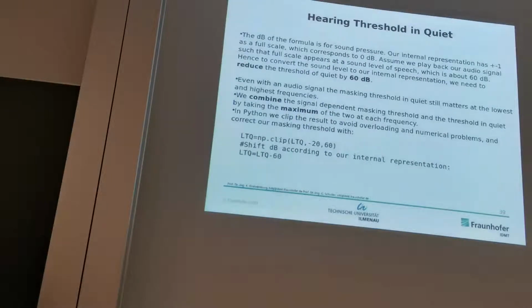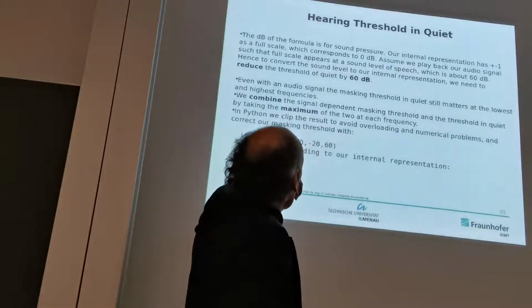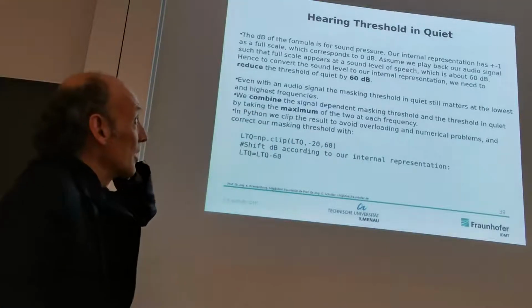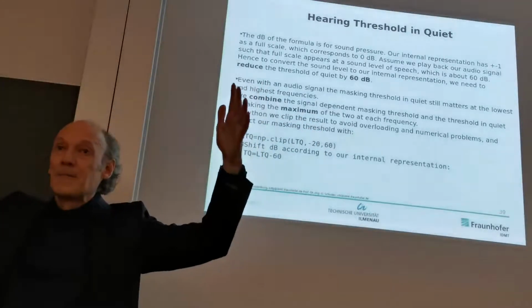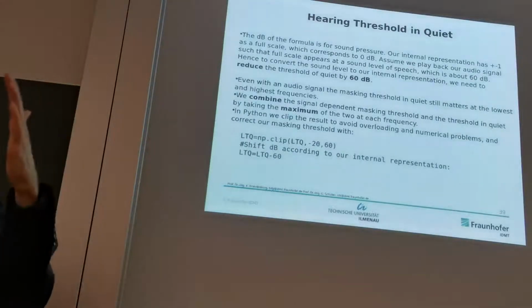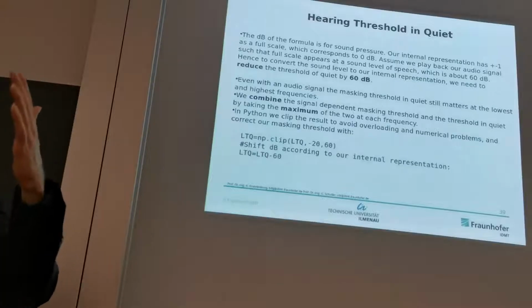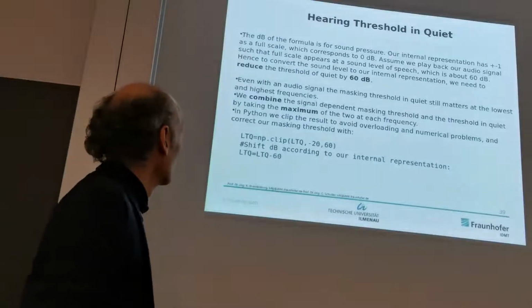It's kind of tricky. This threshold depends on how loud we turn up the volume. So if we make the volume very high, then the threshold would go down because we can hear more. Yeah, so even with an audio signal, the masking threshold in quiet still matters at the lowest and highest frequencies. When it really goes up high, there it will be higher than our spreading function at those boundaries, the edges, the very low and the very high frequencies. So this is where our threshold in quiet matters most.